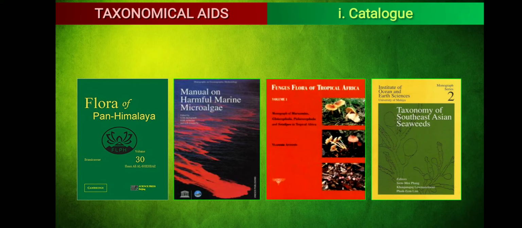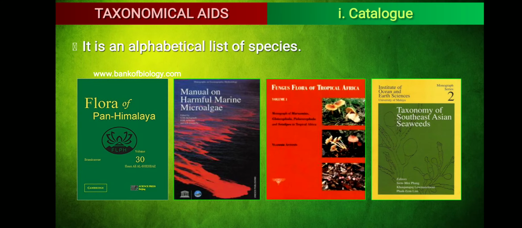Next is catalog. So what is catalog? Catalog is an alphabetical list of species. Okay, so an alphabetically arranged list of species will be present in a given book, that is called a catalog. It is an alphabetical list of species, students. So an alphabetically arranged list will be there, that is what we call a catalog.